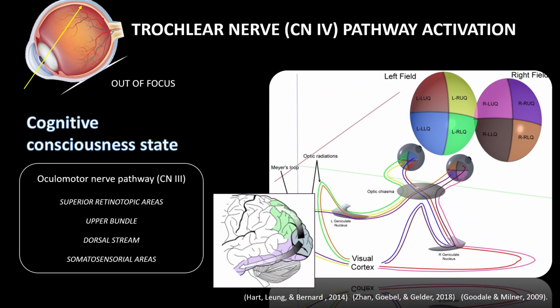Activated by the trochlear nerve, the signals from the superior retinotopic area travel from the upper bundle to the dorsal stream and the somatosensory areas. The trochlear nerve pathway is connected to the parietal lobe, giving rise to a cognitive consciousness state.